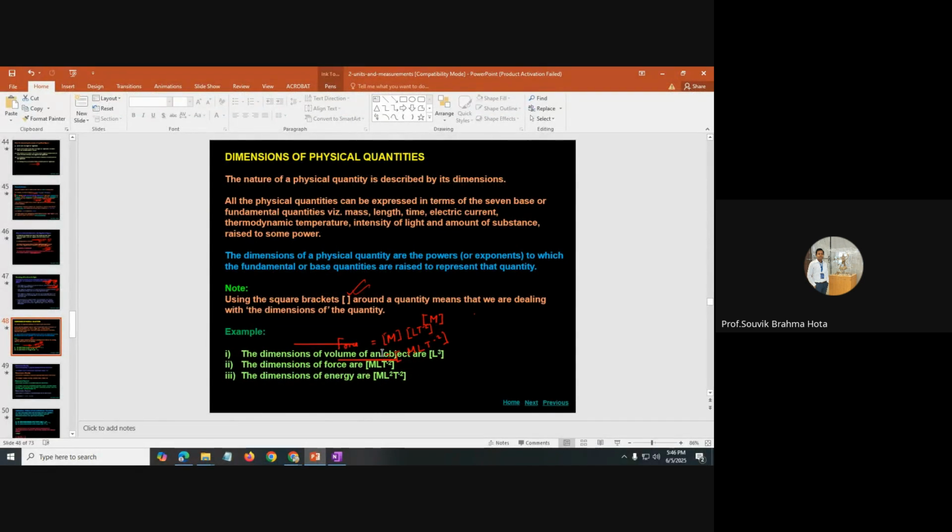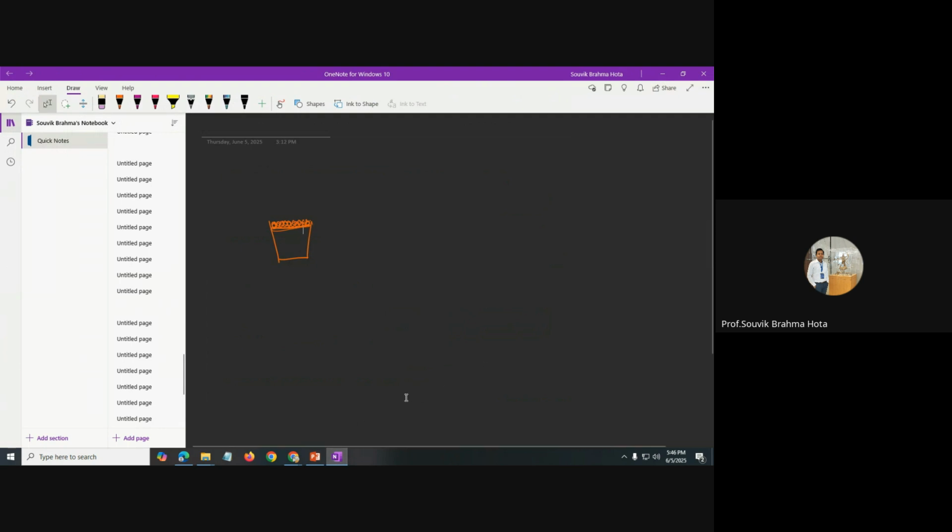Now if I ask you, what will be the dimension for power? Power is work done by time, or energy by time, you can do either. So you already have M L square T to the power minus 2 divided by time. So it is M L square T to the power minus 2 by T, that means T to the power minus 3 for power.